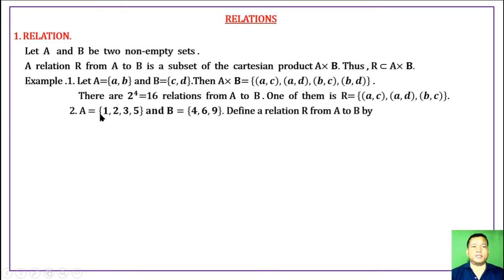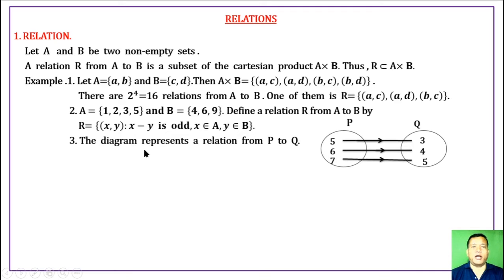Example 2. A consists of 1, 2, 3, 5 and B consists of 4, 6, 9. Define a relation R from A to B by R equal to the ordered pairs (x, y) such that x minus y is odd, where x belongs to A, y belongs to B.